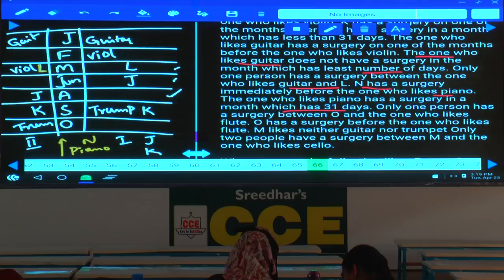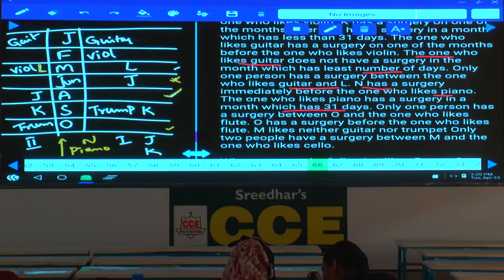No, if piano is in the month of October, N must be in the month of September, which is not possible. Then tell me whether piano can be in the month of August or not. If piano is in the month of August, N must be in the month of June, which is not possible because J is already there, isn't it? Piano cannot be J because N cannot be before this J. Hence, piano cannot be here, cannot be here, cannot be here, and cannot be here. And cannot be in these two places as well, because in these two places, guitar and violin were already there.